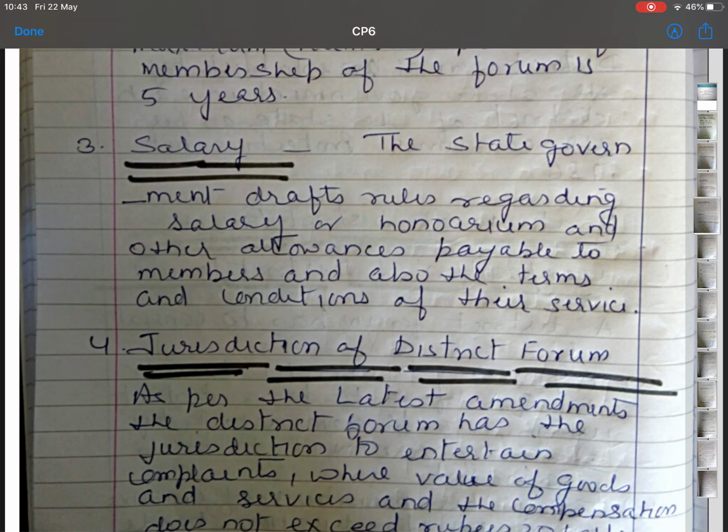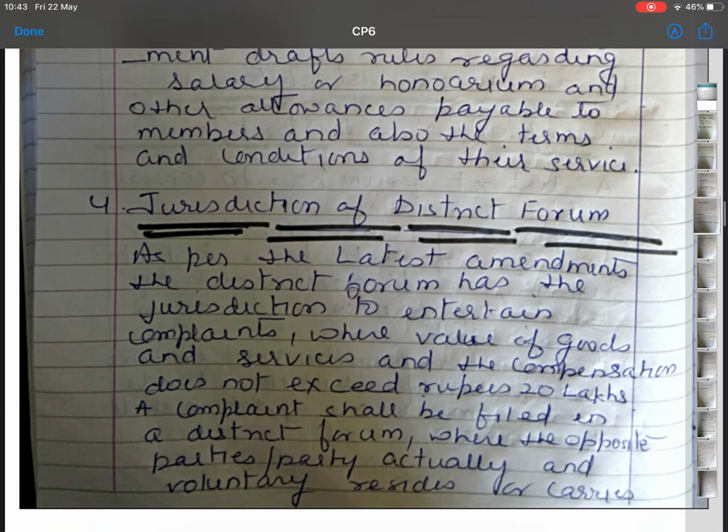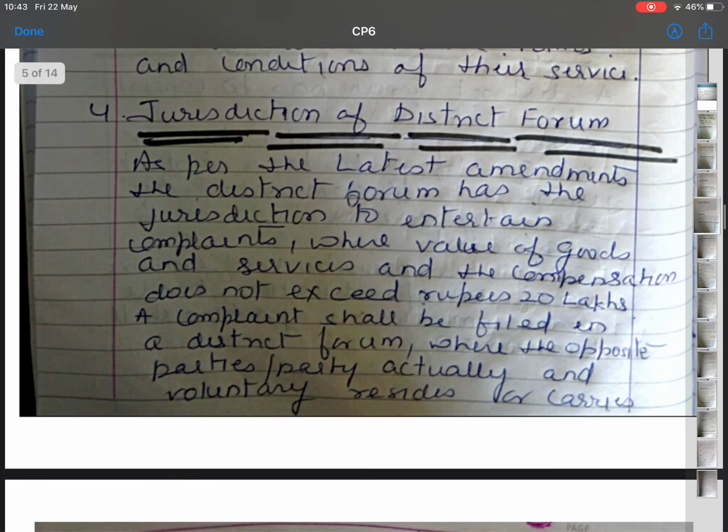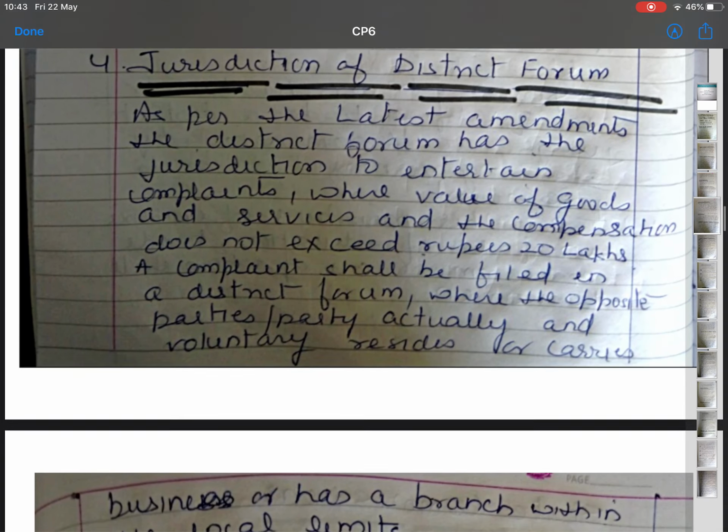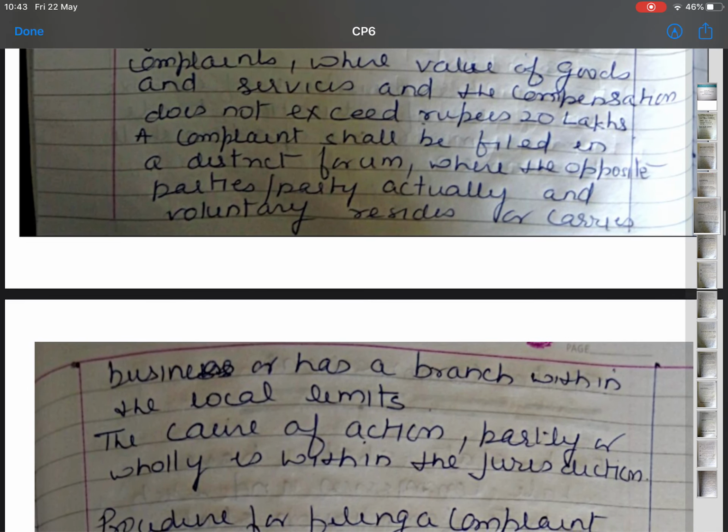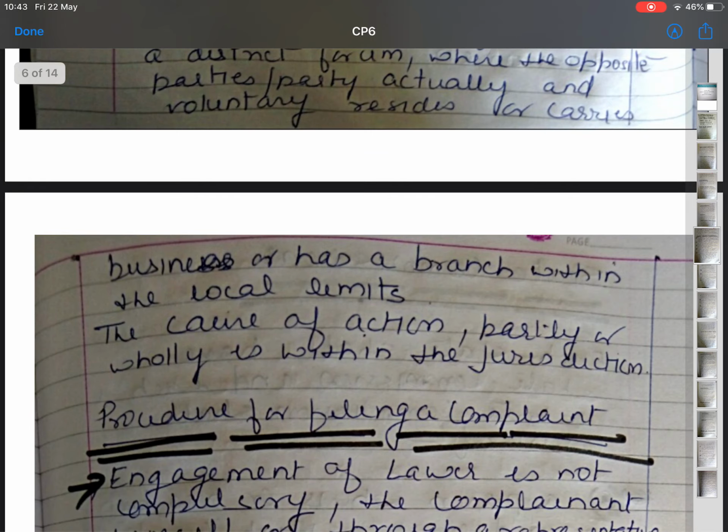Now jurisdiction of the district forum. As per the latest amendment, the district forum has the jurisdiction to entertain complaints where the value of goods and services and the compensation does not exceed rupees 20 lakhs. A complaint shall be filed in the district forum where the opposite party or parties actually and voluntarily reside or carry on business or have a branch within the local limits, or where the cause of action arises partially or wholly within the jurisdiction.